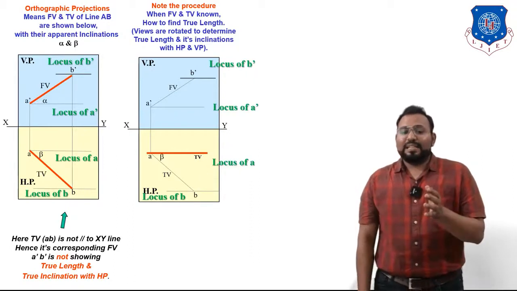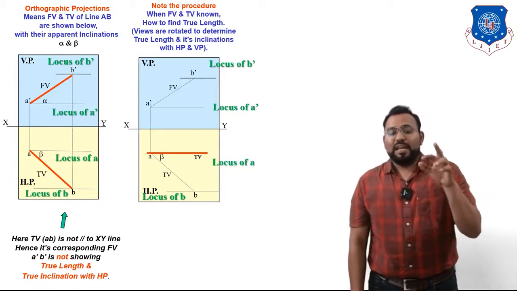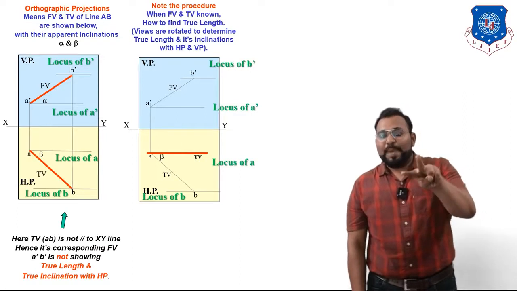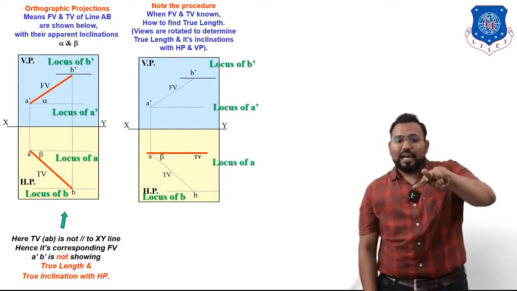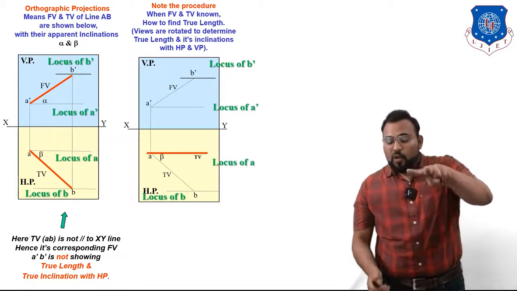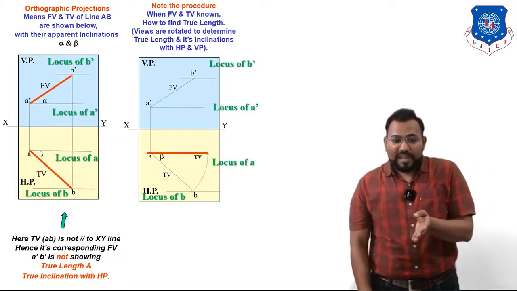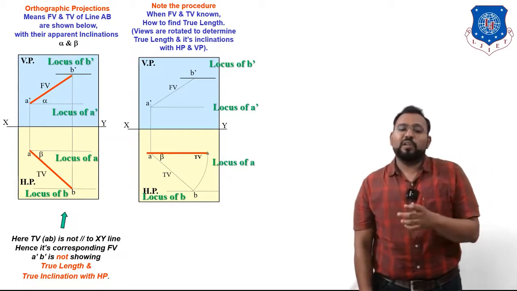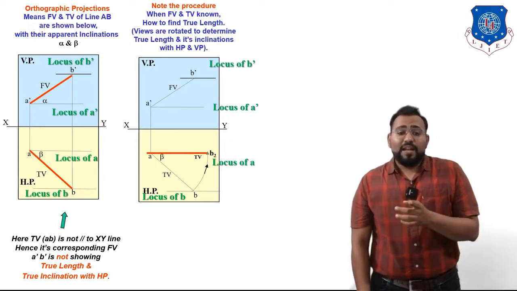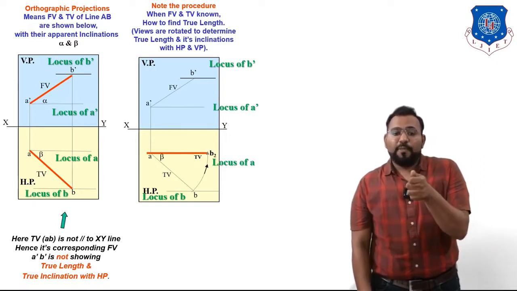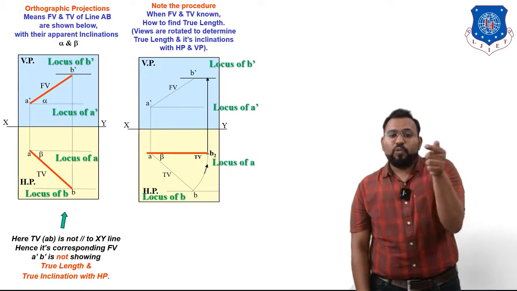Now take a distance equal to top view AB. Take a distance equal to AB, and with A as a center, put an arc on the locus of A. See on your screen like this. Whenever it intersects locus of A, give it the name B2. Now from point B2, draw a vertical line up to locus B dash.